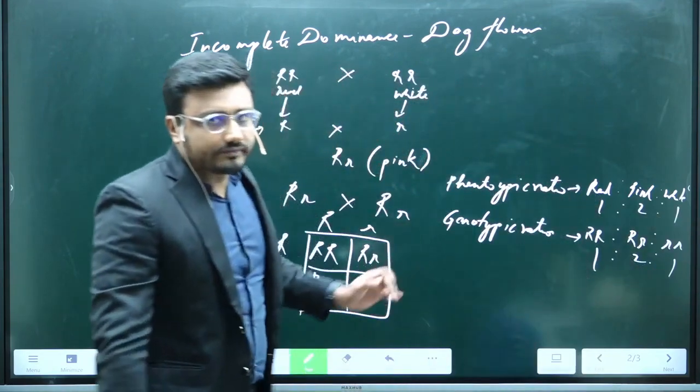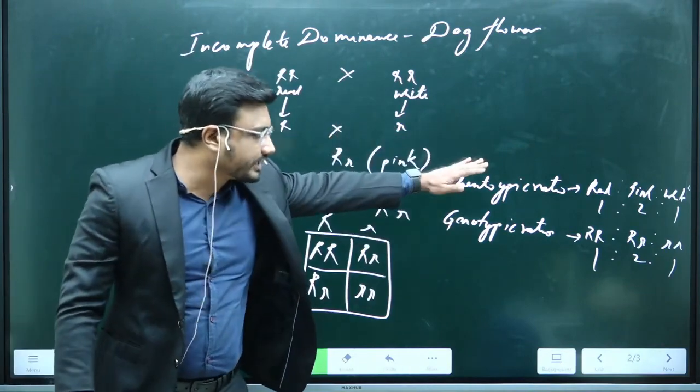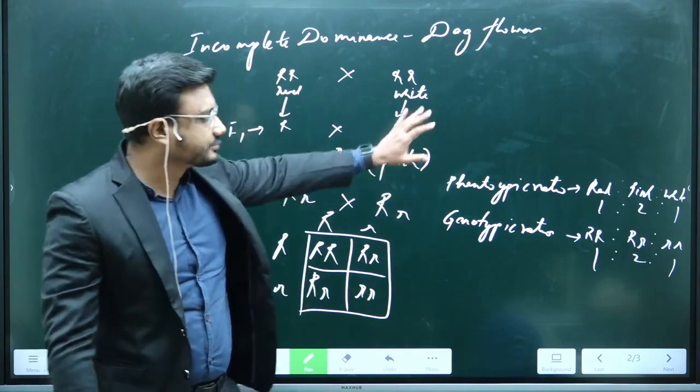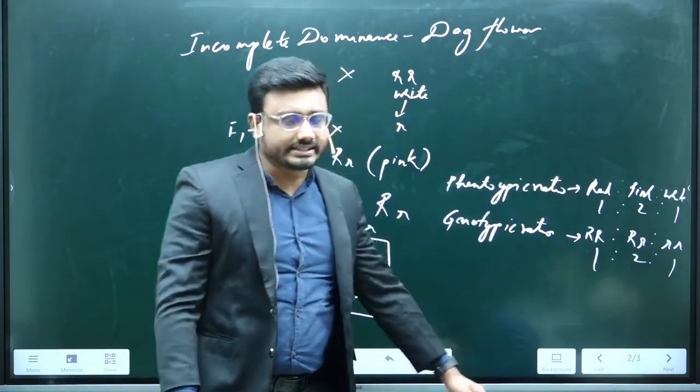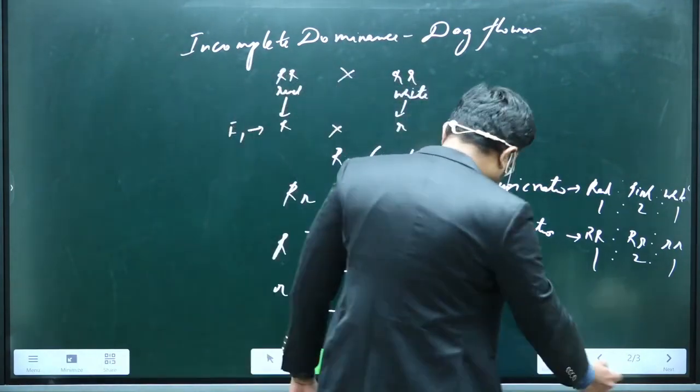So in incomplete dominance, the main feature is that the phenotypic ratio and the genotypic ratio are the same, that is 1:2:1, and this is seen in the dog flower. So now let us move ahead to the next key concept.